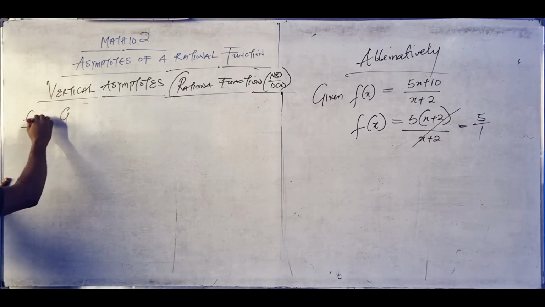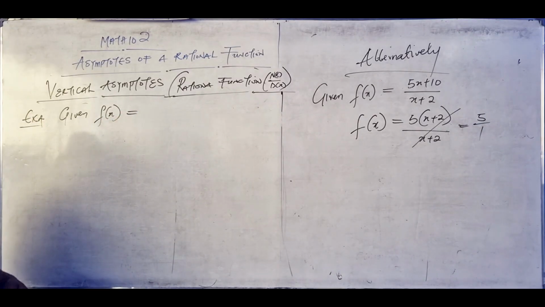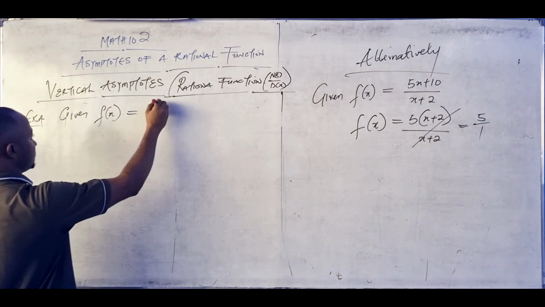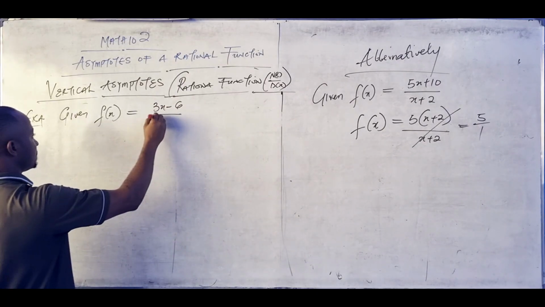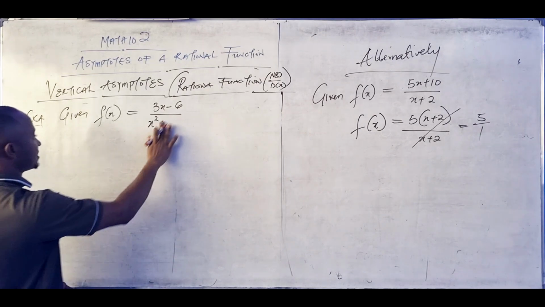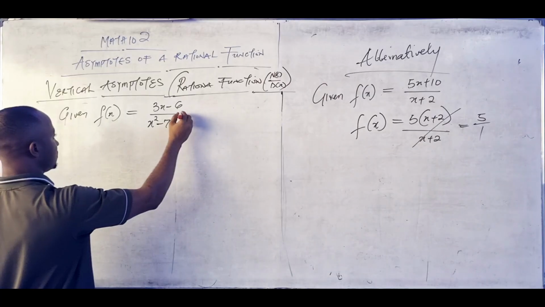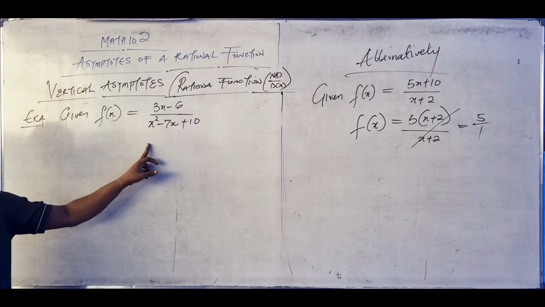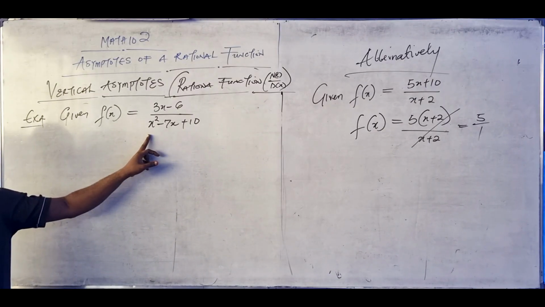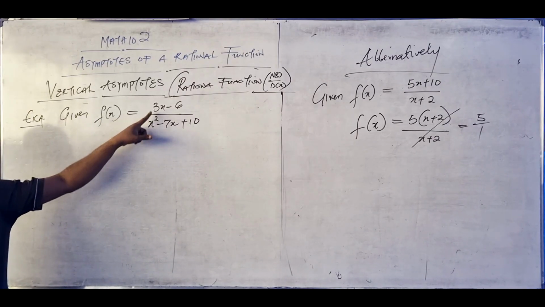Given example 4, given that f of x is equal to 3x minus 6 divided by x squared minus 7x plus 10. I don't think she gives something like this. Did she give you guys something like this? I know she will not, because that method she gave is limited. I can't use it here. This will give us the value of x. 2. What about this? 1.